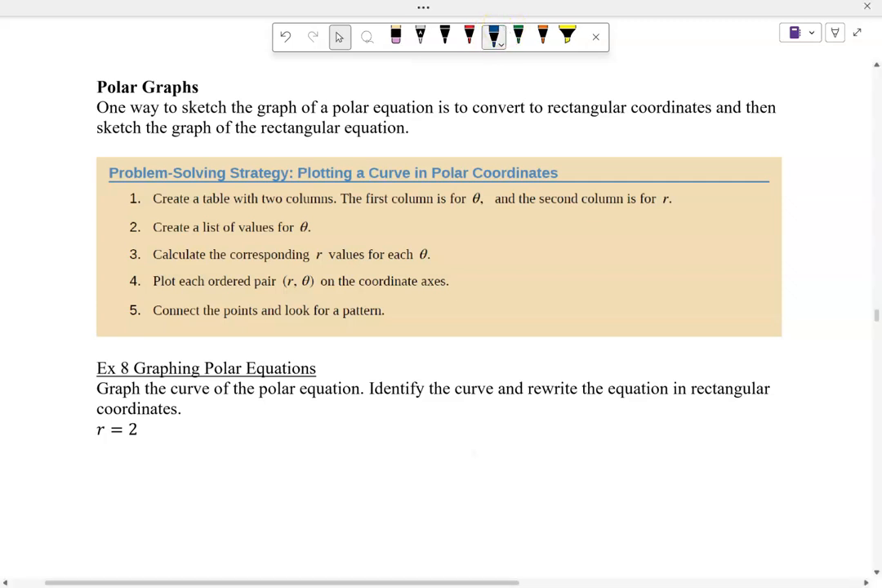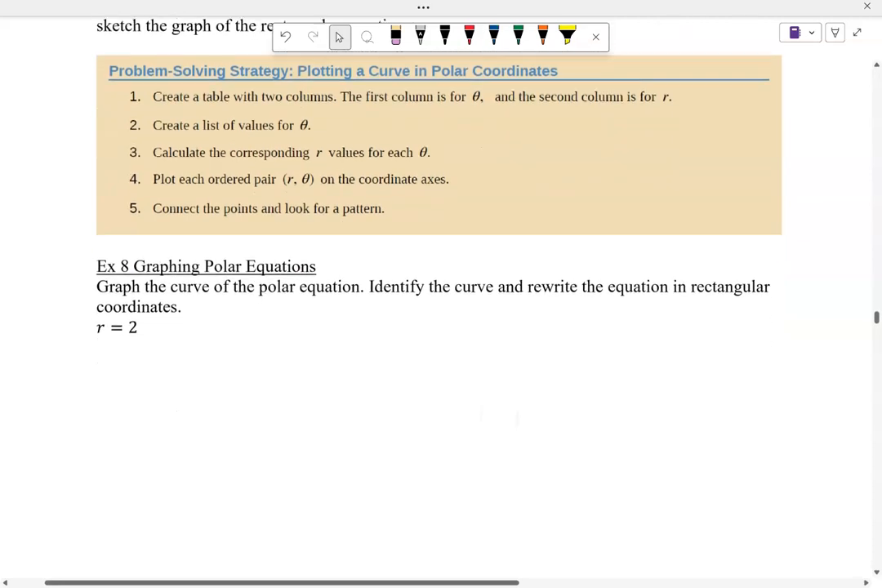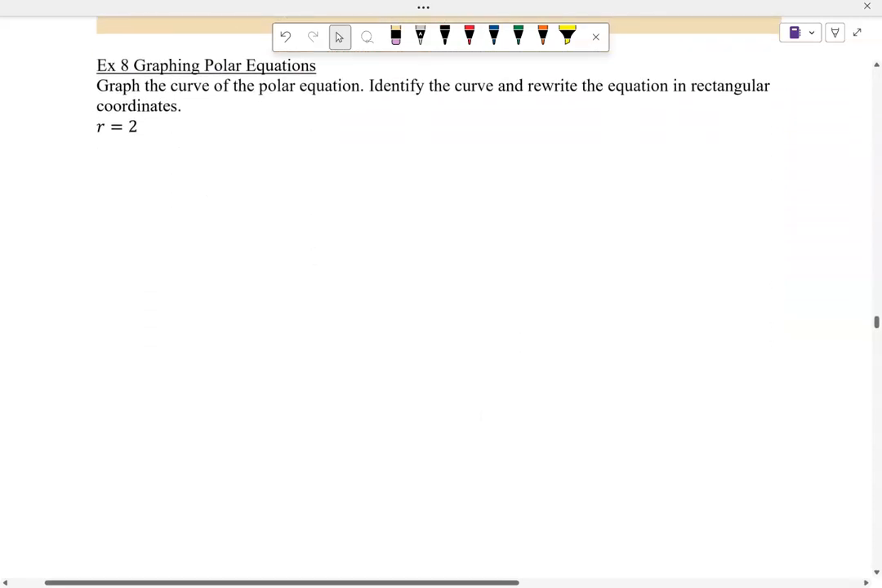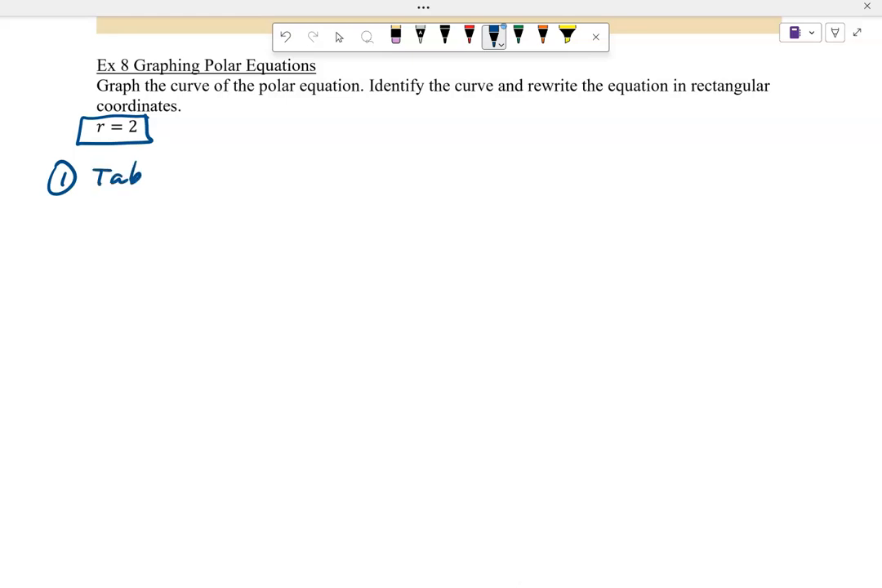Okay, so here's our first one. Graph the curve of the polar equation, identify the curve, and rewrite the equation in rectangular coordinates. So r equals 2. Number one, let's make this table. Normally we have a theta involved with this. R is usually defined in terms of theta, but here we have no theta. So we know r is always 2. It doesn't matter what your theta is.